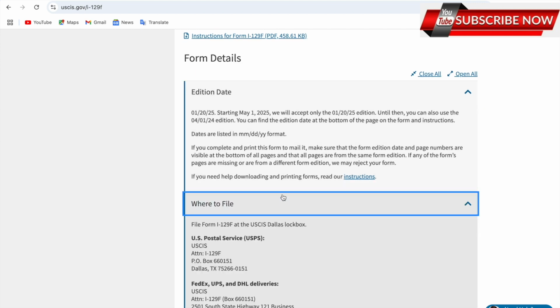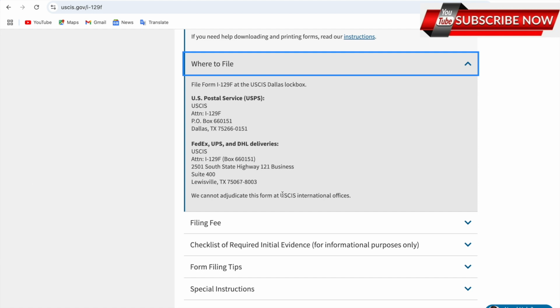So where to file the forms? So these are the addresses. If you are using the postal service, the USPS, this is the address that you need. Always remember, if you are using FedEx, UPS, or DHL, this is the address that you need. Don't mix them.